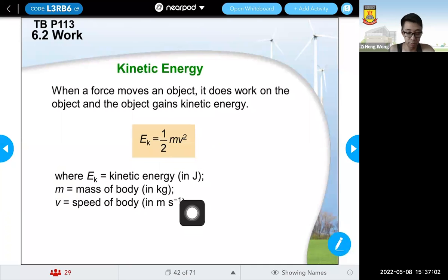So if it's given to you in other units, you need to do some conversion. Meaning if the object is given in terms of grams, you need to convert it into kilograms before you substitute in to do the calculations.